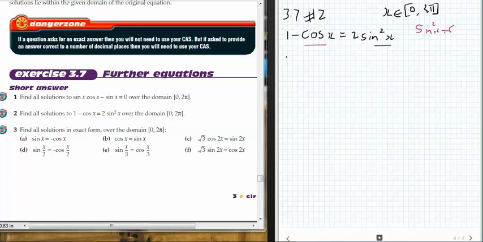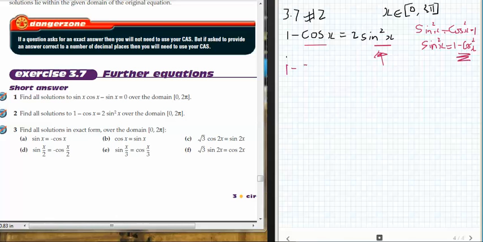plus cos squared equals 1. Therefore, sine squared of x equals 1 minus cos squared of x. And if I did this replacement, I would then have an equation just in terms of cos. So I'm going to do that.